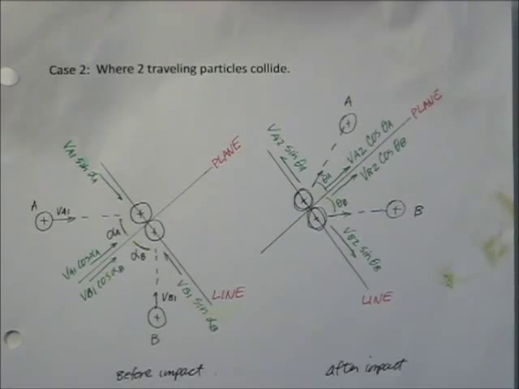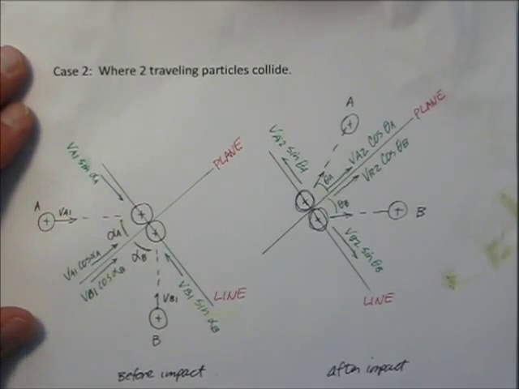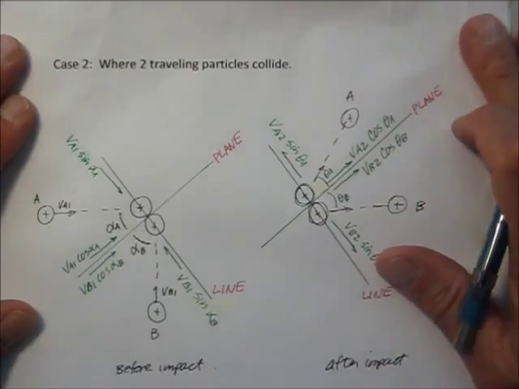All right, the last piece of impact that we want to consider is case 2 of oblique impact, and that's the case where two traveling particles collide.